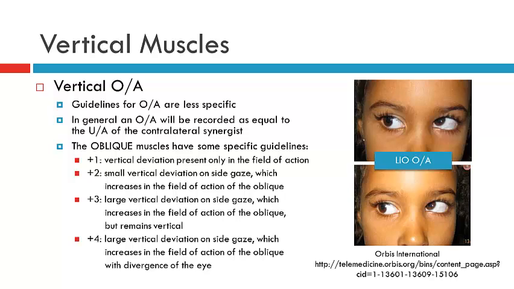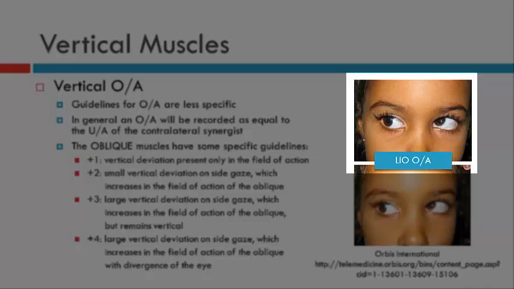Okay, for oblique muscles, in particular the inferior oblique, we have a couple of guidelines that assist us in documenting whether it's a +1, 2, 3, or 4. So a +1 is a deviation where the vertical deviation is only present in the field of action. If we have a look at the example here, the girl is in dextral elevation. In order to call it a +1, what we would see is that if we had all 9 positions, this vertical deviation was only present in dextral elevation and in no other position of gaze.